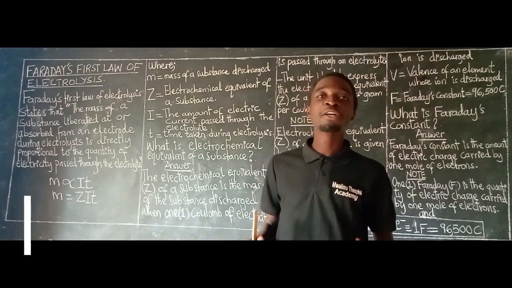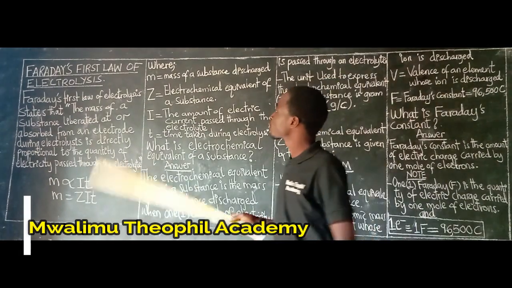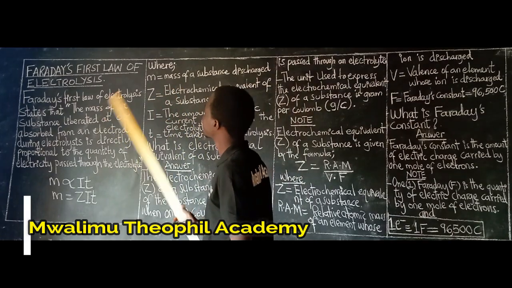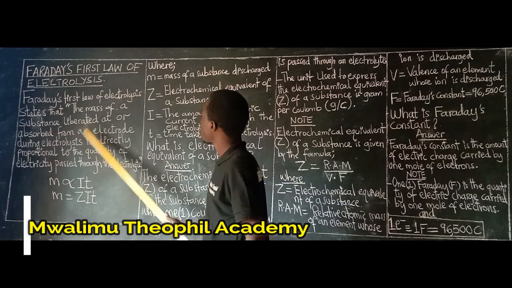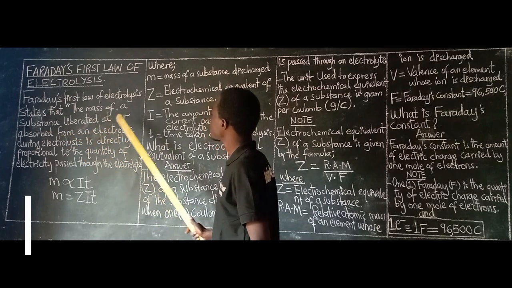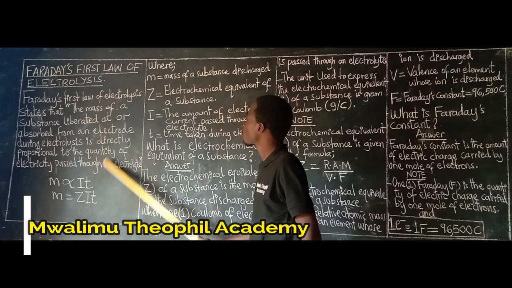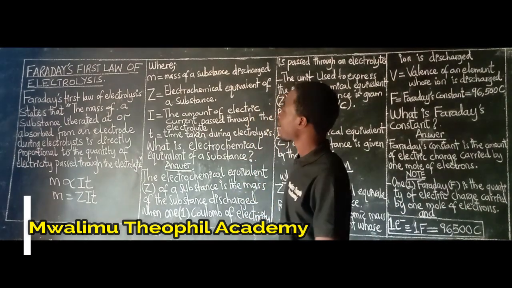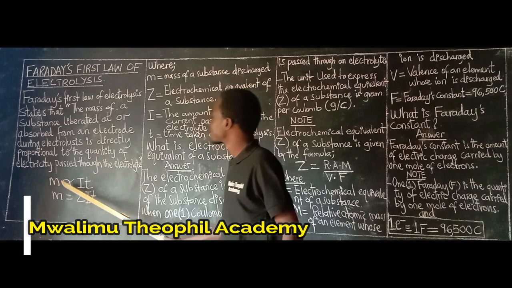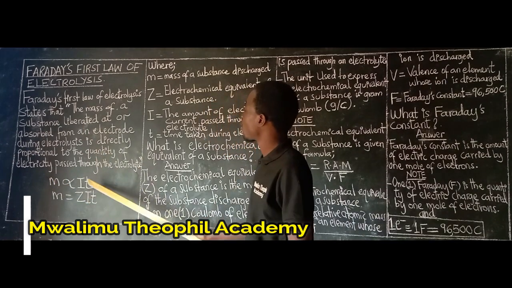Welcome to today's session. In this lesson, you are going to learn about Faraday's first law of electrolysis. Faraday's first law of electrolysis states that the mass of a substance liberated at or absorbed from an electrode during electrolysis is directly proportional to the quantity of electricity passed through the electrolyte. According to this law, the mass liberated is directly proportional to the quantity of electricity.